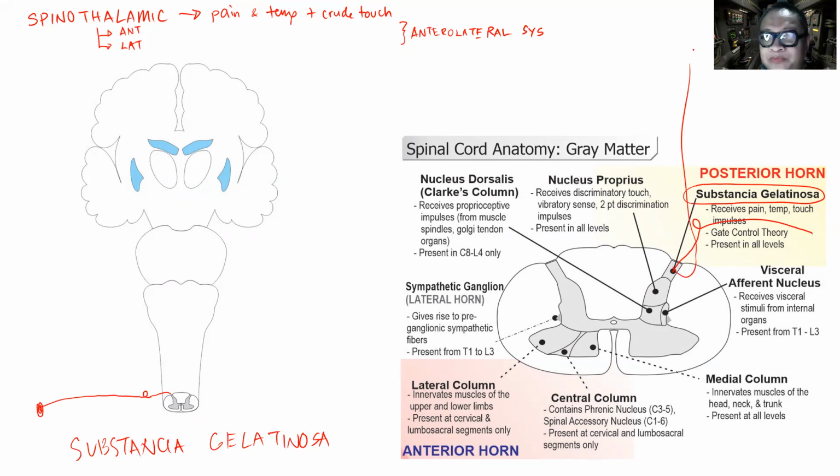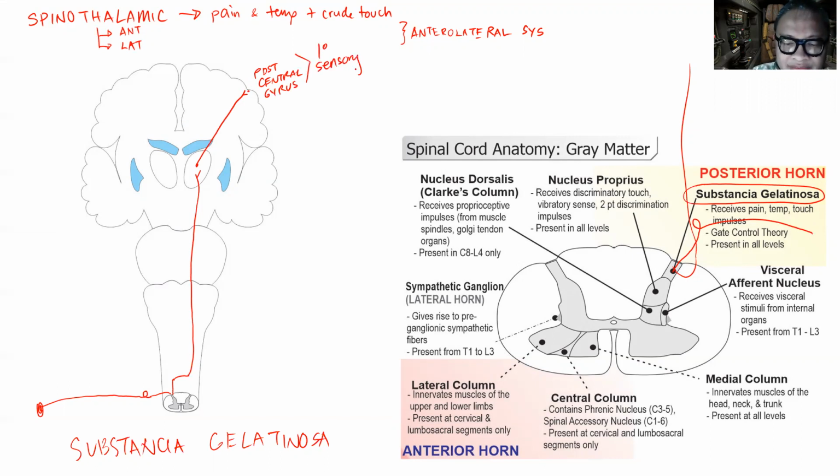Okay, so it goes up one or two levels, and then it crosses. Okay, and then it goes up, synapses with your thalamus, and then it synapses with your postcentral gyrus. Why? Because it is your primary sensory cortex. Makes sense now, right? So if you draw your brain like that, you have your central sulcus. It's going to be right here, posterior. Okay, so it all falls into place.